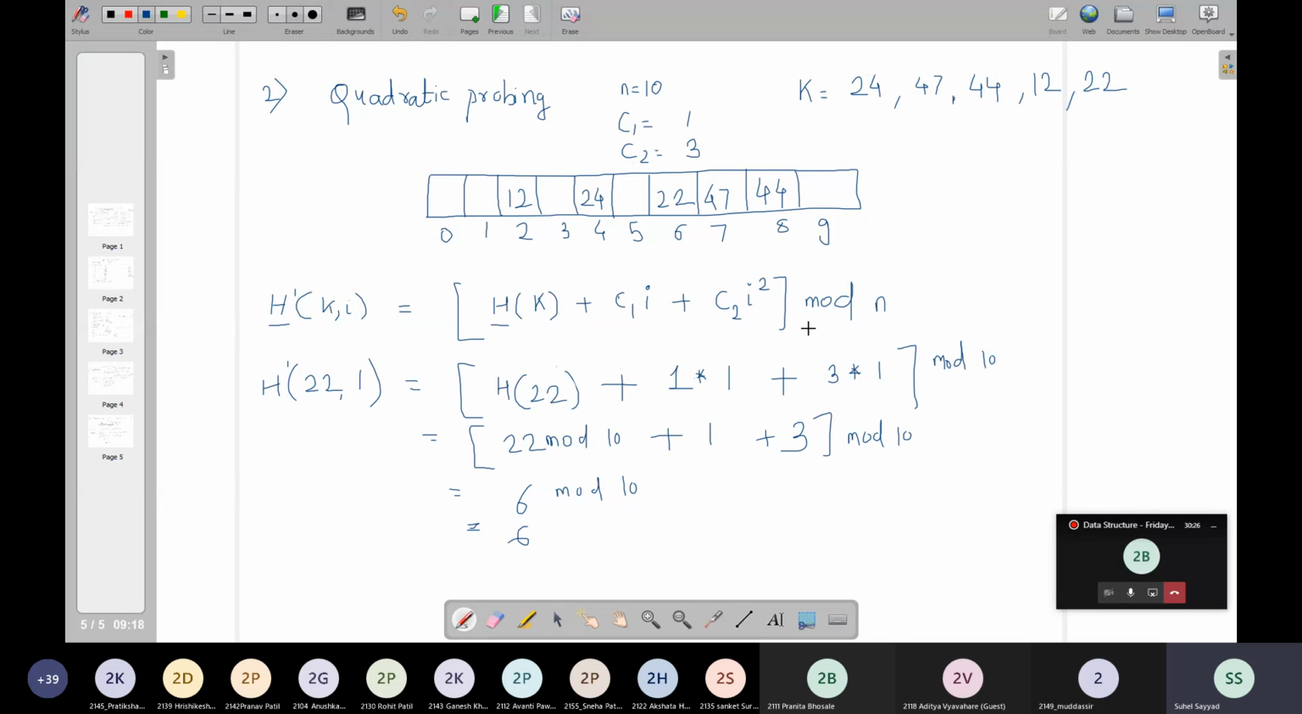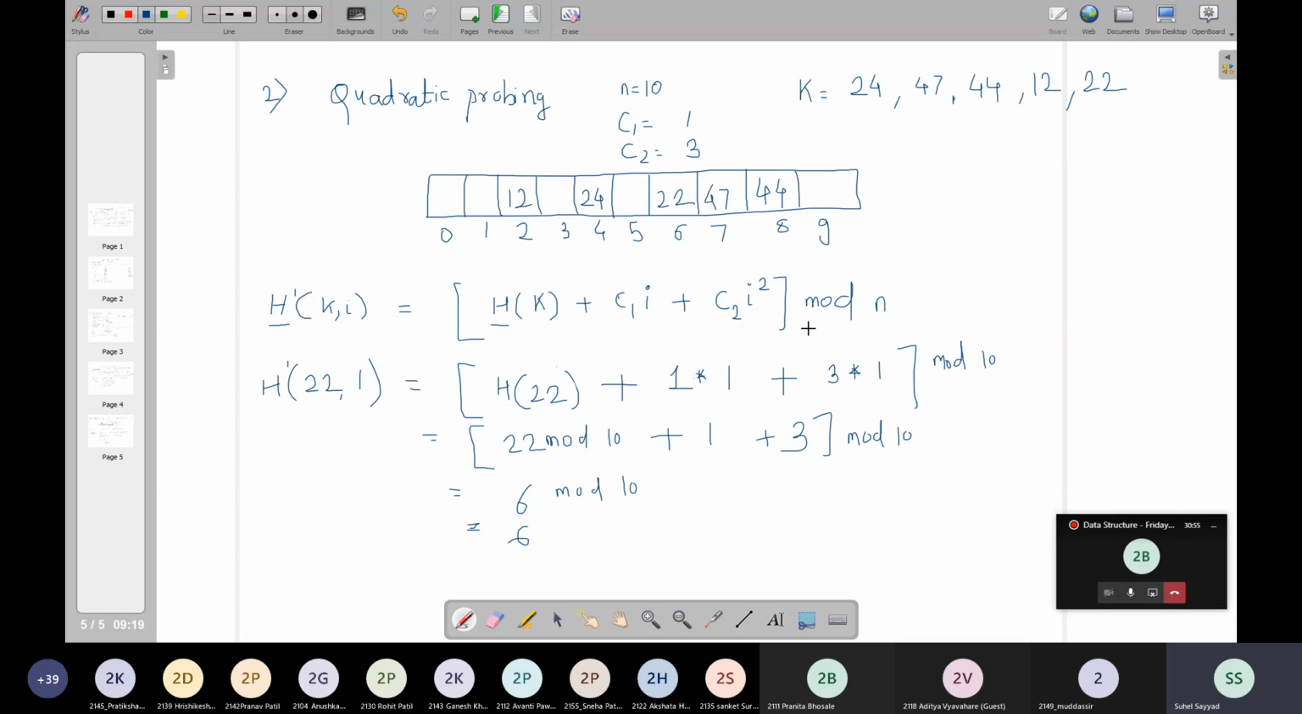The number of slots and your key values for solving the numerical will be given to you if a numerical comes in the paper. Or you may get a theory type of question also, that explain collision resolution technique. In that case, you need to take the values. And with respect to constants, constants will be given to you as input, but if they are not given, you can assume the constants. Are you getting this?